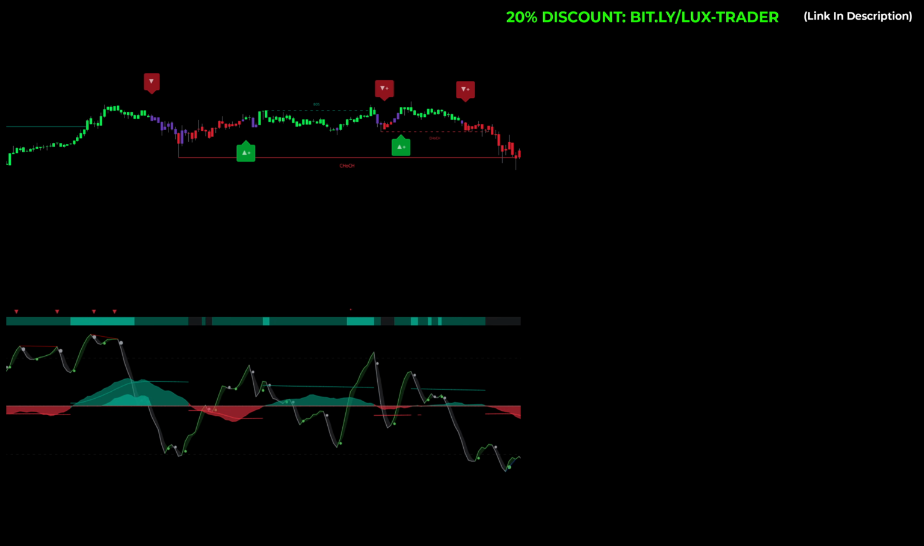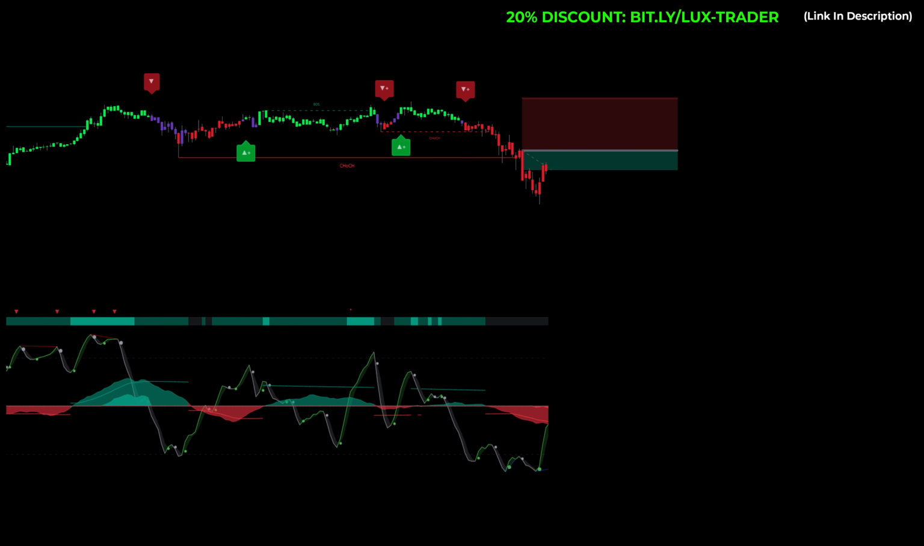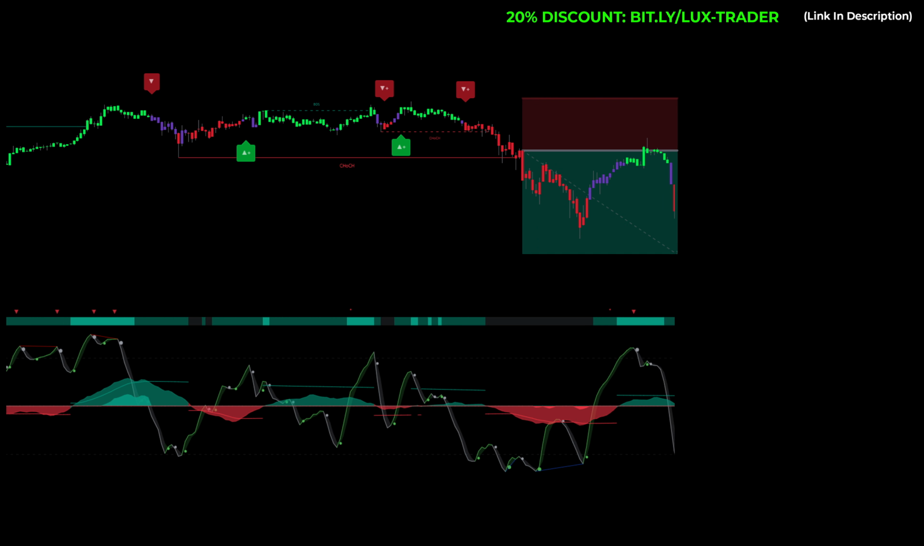So with all this information in hand, the strong sell signal, these two bearish CHoCH labels, and the money flow being deep within the red, you can enter a sell trade with more confidence. You want to set your stop loss at the recent swing high, and for the take profit, you want to target a 2-to-1 risk to reward ratio.